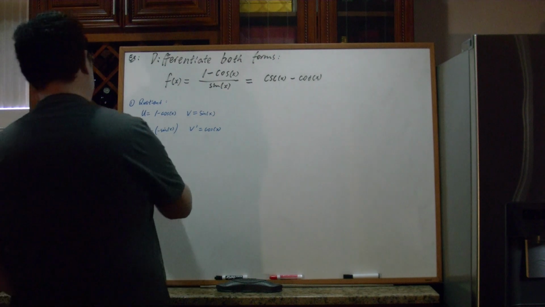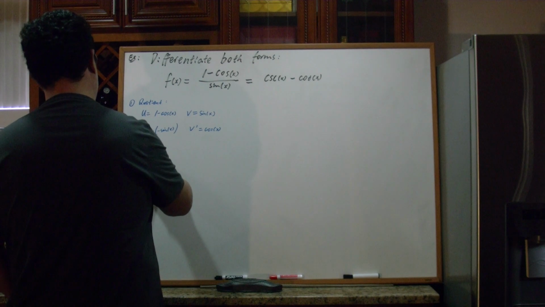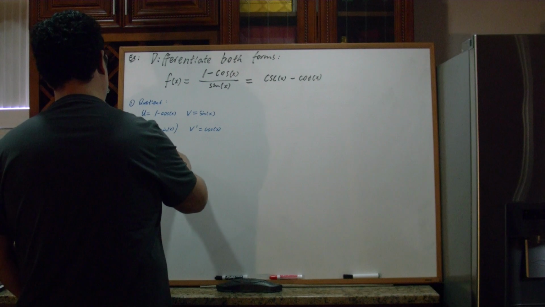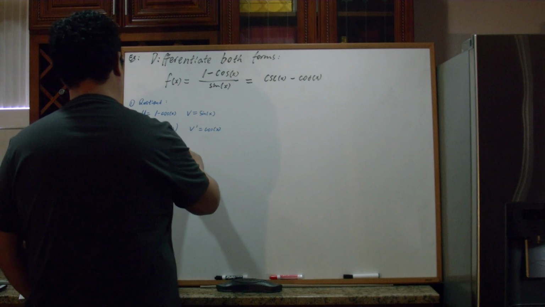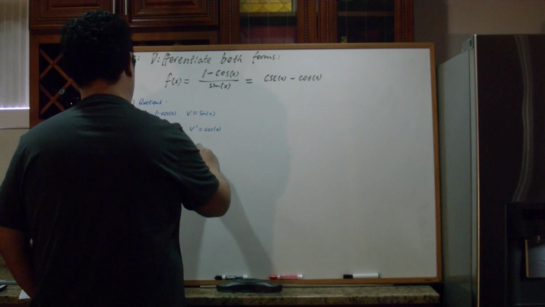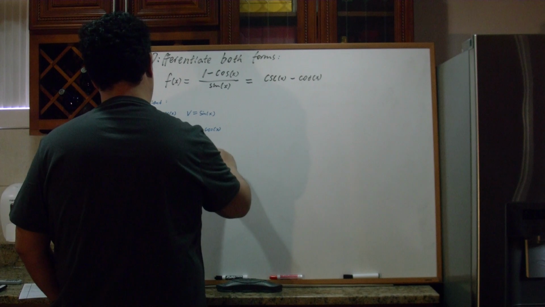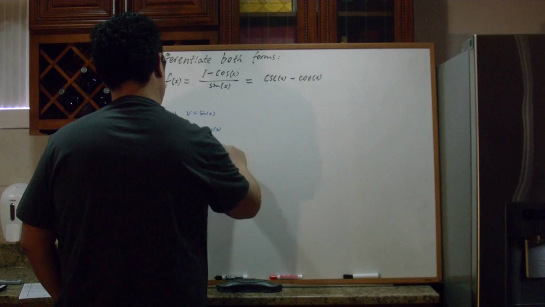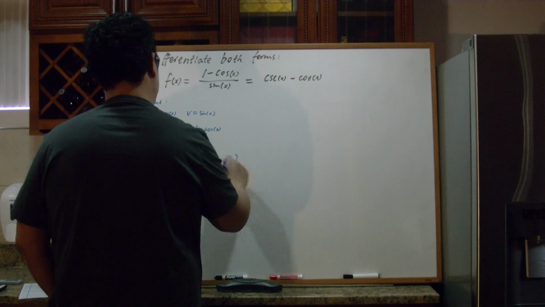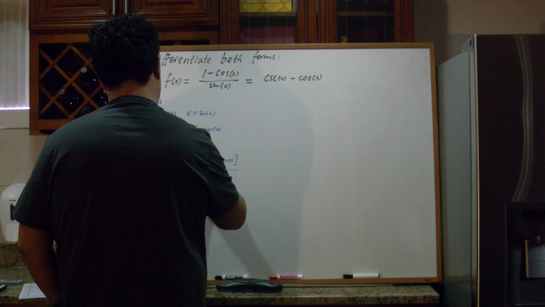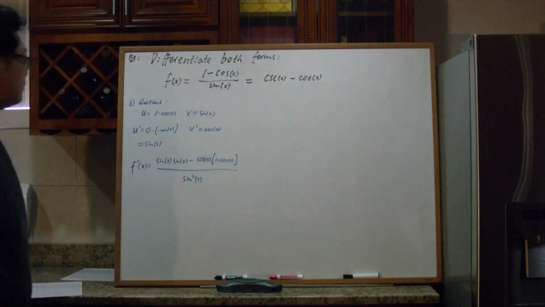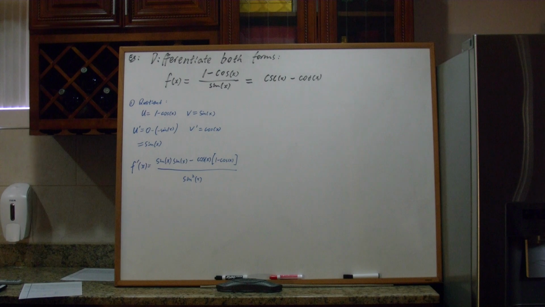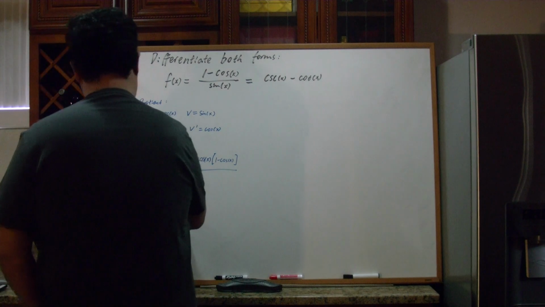That we get the f prime of x will be u prime times v minus v prime times u over the square of v. Right, that's what we get, and we're able to simplify it, right?